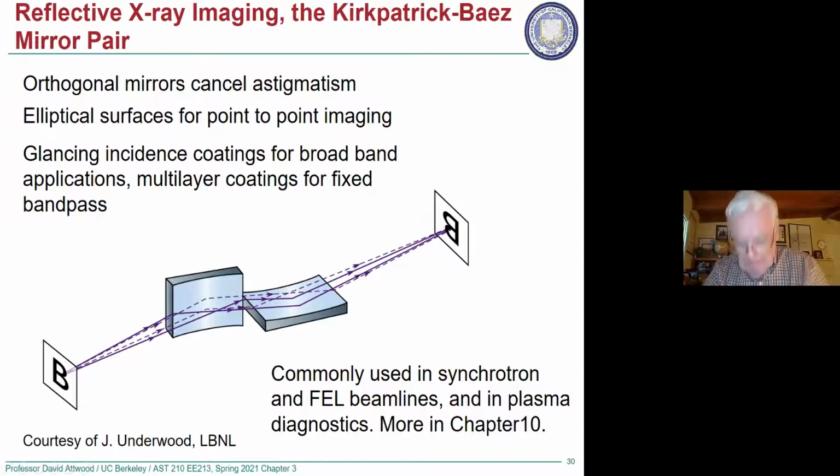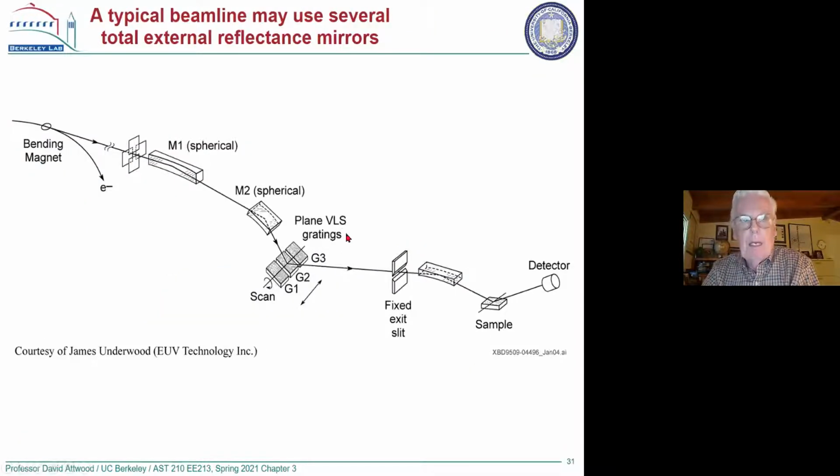So this is just pointing out where these glancing incidence reflective optics are used. For instance, at all the synchrotrons, most beamlines, but not all, have one or more mirrors in them. So this is a diagram of one where there are two spherical mirrors. They should be elliptical, but the difference between the ellipse and the sphere is not all that much.